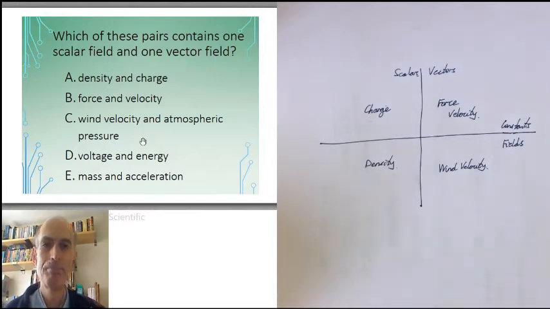Atmospheric pressure. Atmospheric pressure is a scalar because the atmosphere acts like a fluid. And in a fluid, the pressure presses out in all directions, just like the water did in a pipe. So atmospheric pressure is a scalar, but it's a function of position. You have areas of high pressure and areas of low pressure. So I'd say that makes atmospheric pressure a scalar field.